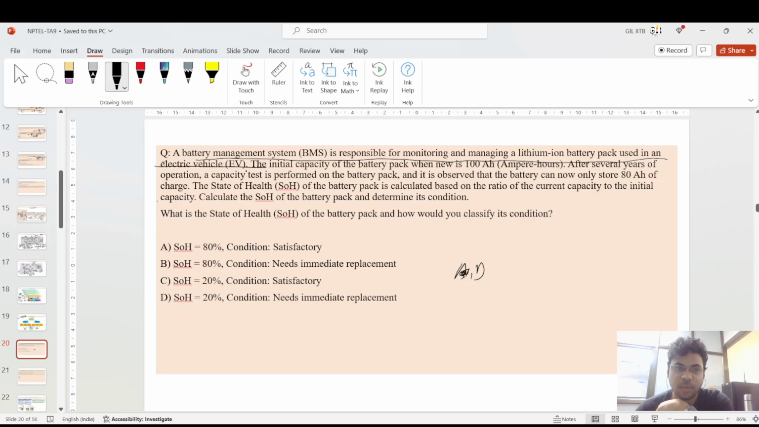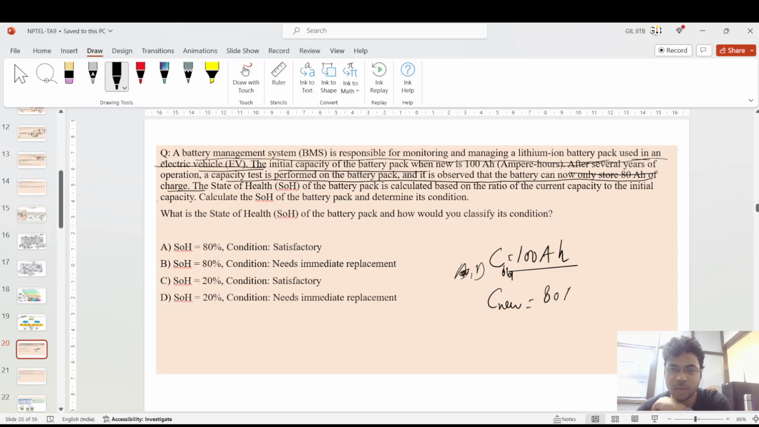Okay, let me explain this question. What is stated in the question is that a BMS is responsible for monitoring and managing the lithium ion battery pack which is used in electric vehicles. The initial capacity of the battery pack when new was 100 ampere hour. Okay. Then after several years of operation, a capacity test is performed on the battery pack and it is observed that the battery can now only store 80 ampere hour of charge. Okay.